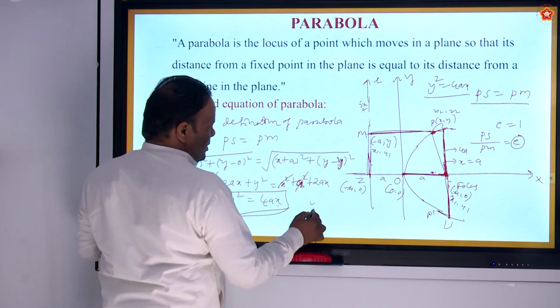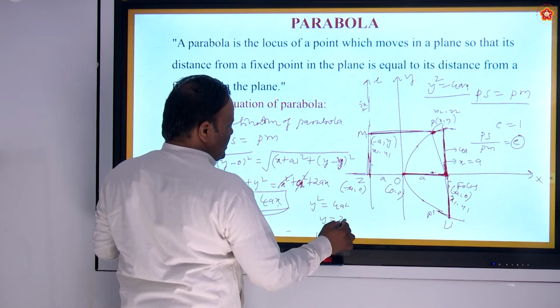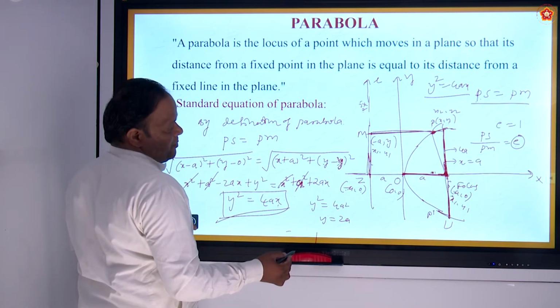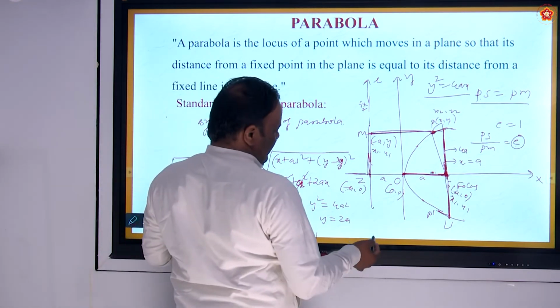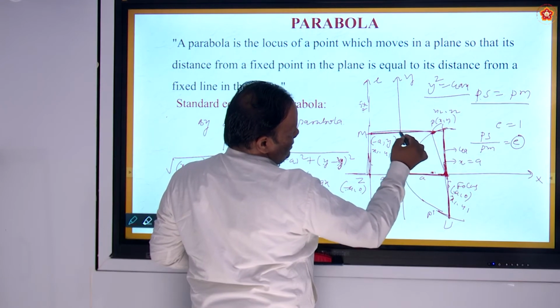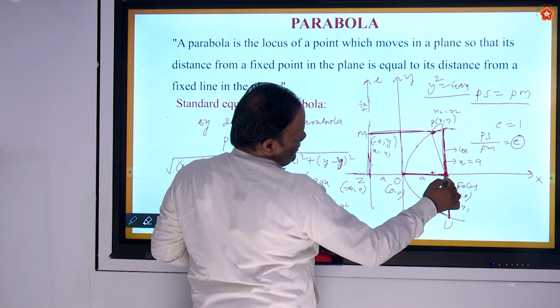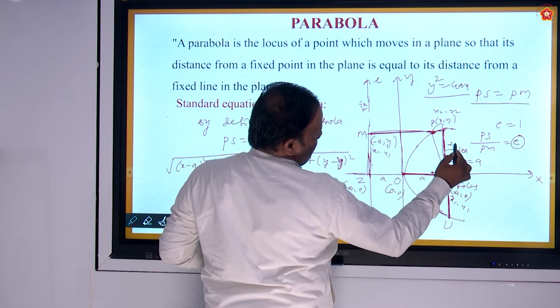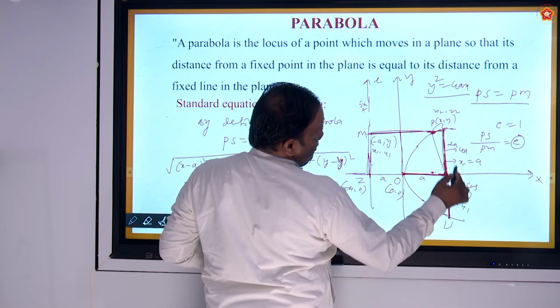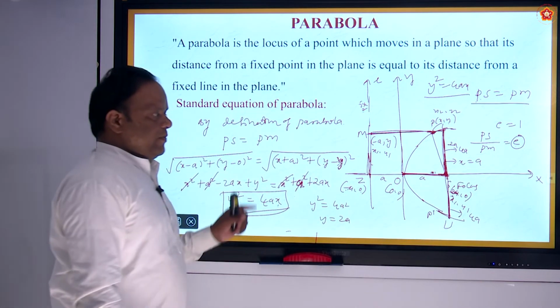Put x equal to a. What happens here? y square is equal to 4a square. y equal to how much here? Plus or minus 2a. But you take 2a because we are finding length. So y equal to 2a means this y value is 2a, and this also is 2a. Correct? This is 2a and this is 2a. Totally 4a. So length of LR is 4a.